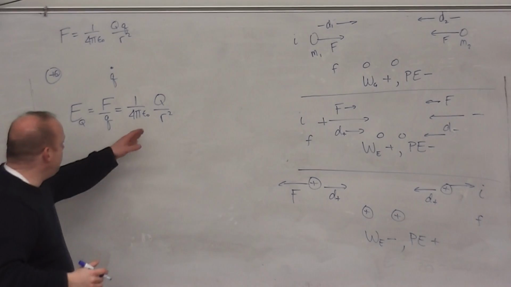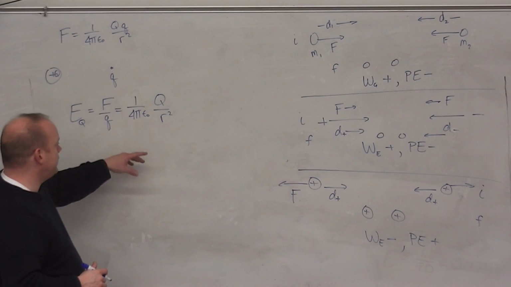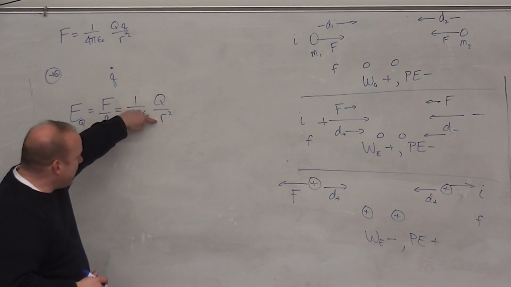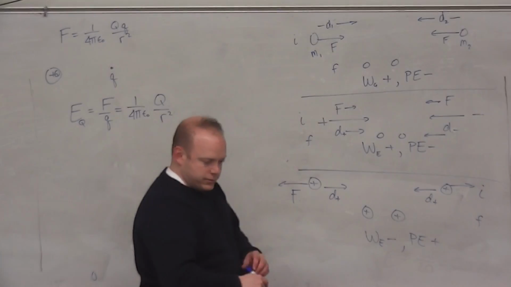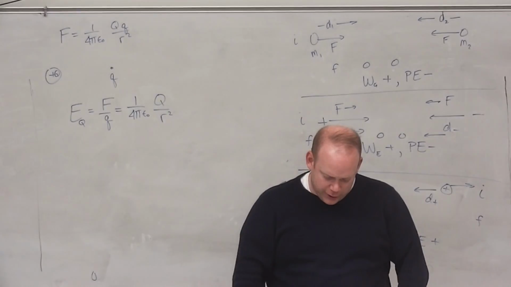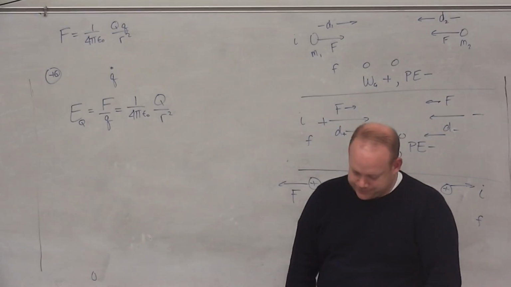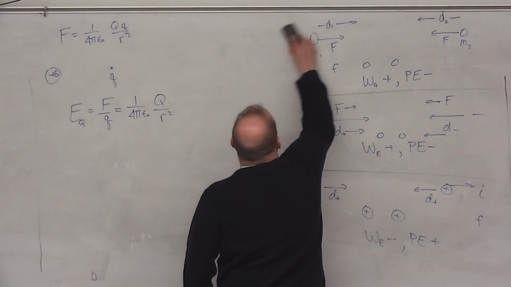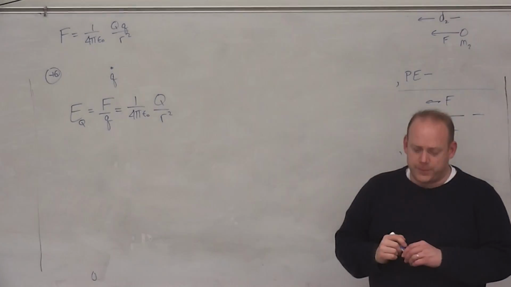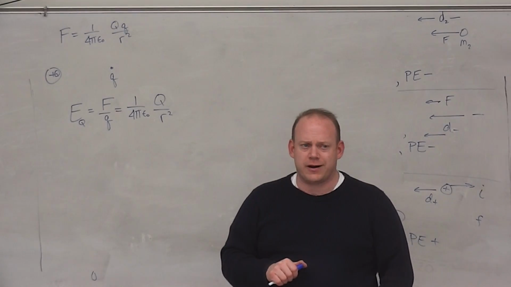So if I wanted to figure out what the force was, I plug in whatever the charge is, and I multiply by 1 over 4 pi epsilon naught Q, divided by whatever that distance is squared. So I can figure out what the force is very quickly. Now, we have a similar thing for the potential energy. We have what's called electric potential. And instead of looking at the potential energy, a lot of times it's more convenient to look at electric potential.